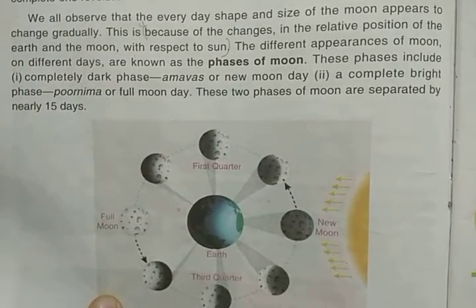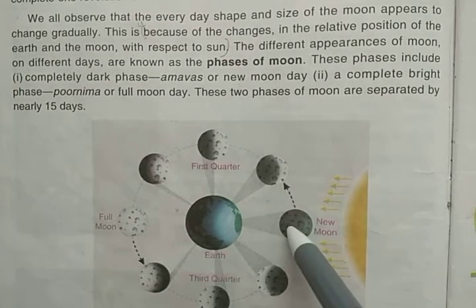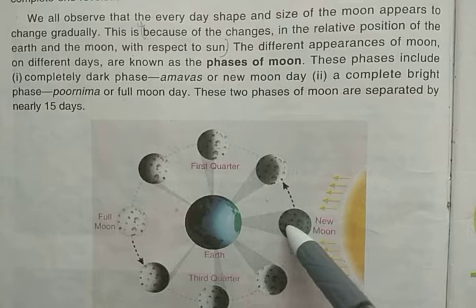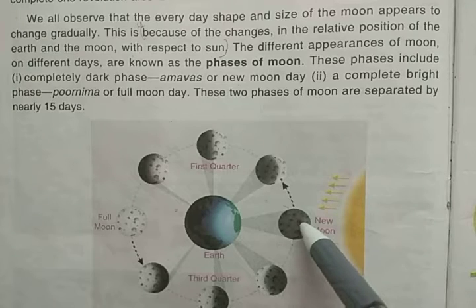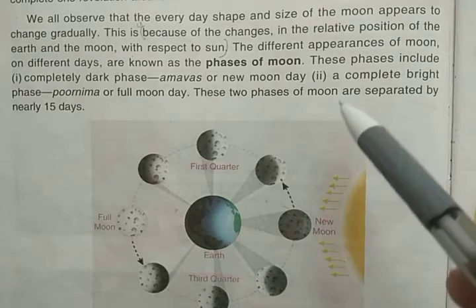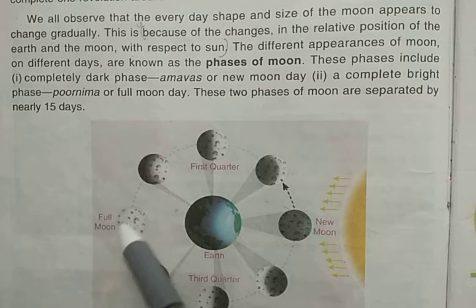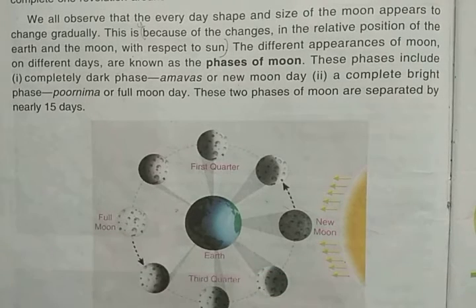And these phases include the complete dark phase, right? Complete dark phase is also known as अमावस और न्यू मून डे. ठीक है, अमावस भी बोलते हैं इसको हिंदी में, and न्यू मून डे. And a complete bright phase, that is पूर्णिमा. आपको पता ही है पूर्णिमा में आपको फुल मून दिखता है, पूरा राउंड दिखता है, और फुल मून डे भी बोलते हैं इसको हम. And these two phases of the moon are separated by nearly 15 days.